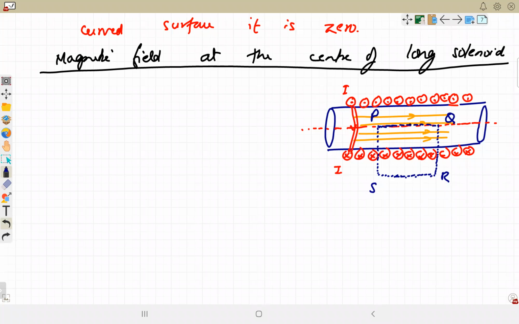Yes, boss. Is this clear? Why do we choose a rectangle instead of a circle in this particular situation? Is this clear? Can you explain it again?